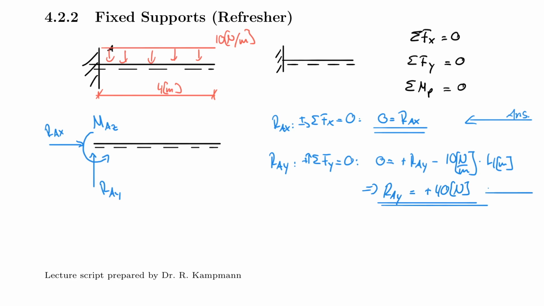And now we are left with the last unknown, and the last unknown would be MA. So MA, I now find, and this is the first time you see this, by taking the sum of the moments about any point, right? Remember, I can always take the sum of the moments about any point if the system does not rotate. I can take the sum of the moments about this point, this point, this point, it doesn't really matter, but the smartest point to take is probably this point, because then I don't have to include RAY into my equation.